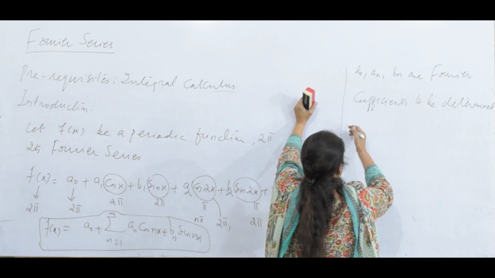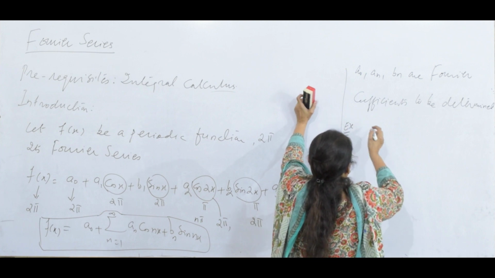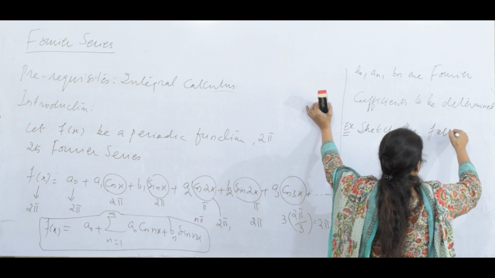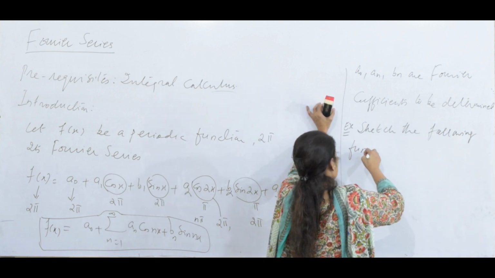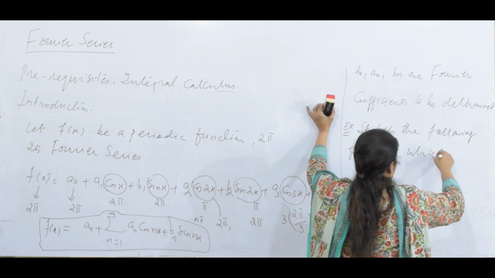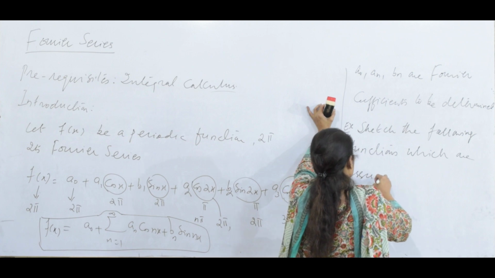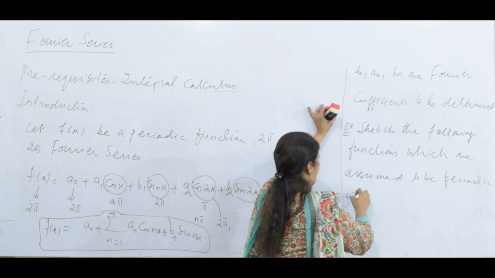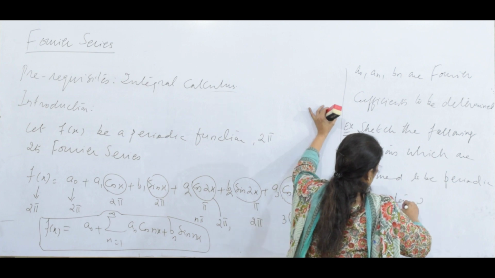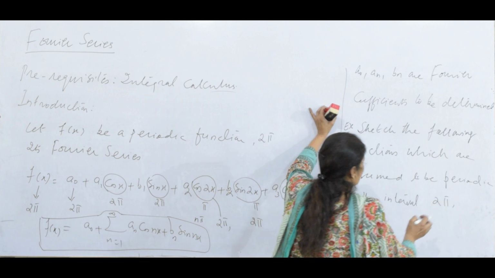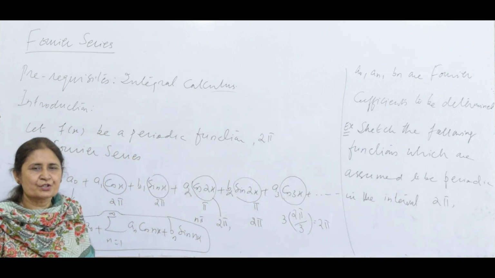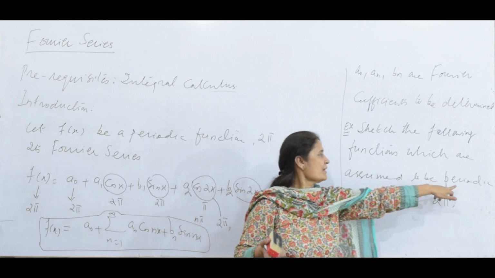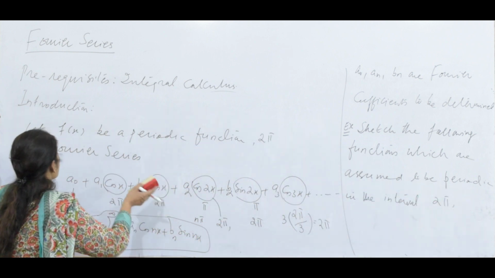Example. Sketch the following functions, which are assumed to be periodic, in the interval 2 pi. Let us see how to sketch a function and show it is periodic. According to the definition, a function is said to be periodic if it repeats itself in the given interval.